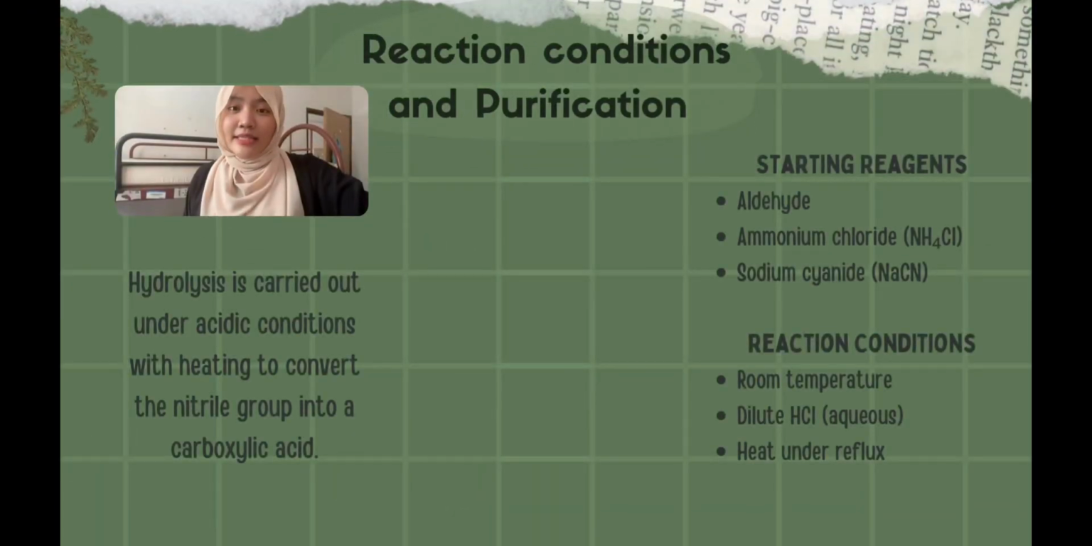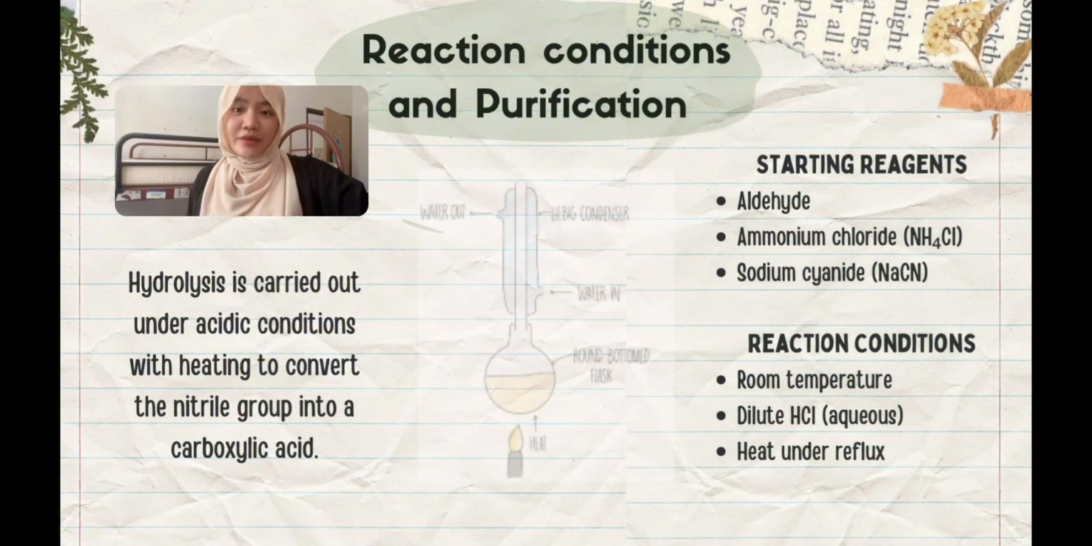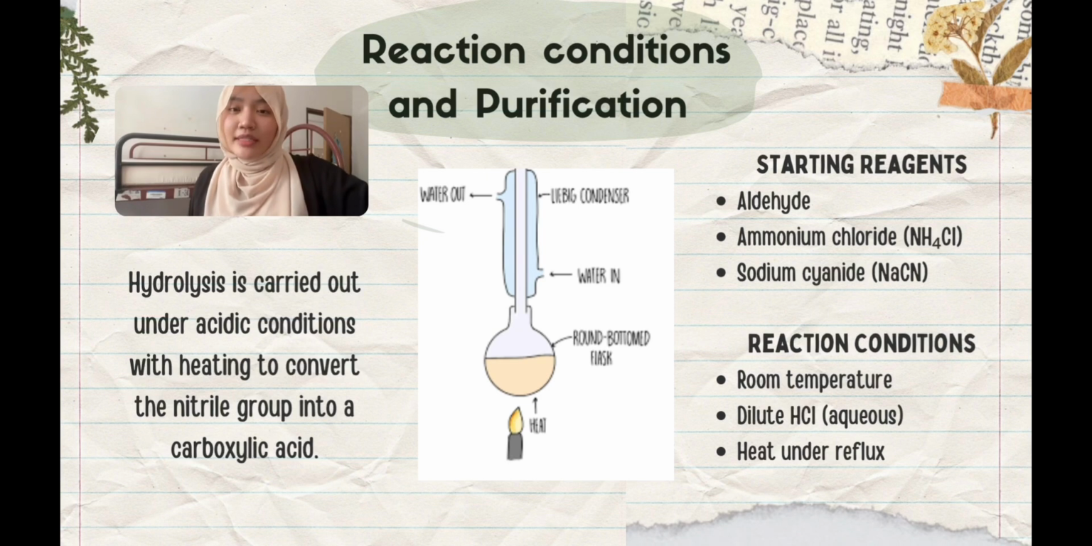Now, I will explain the reaction conditions and purification process involved in the Strecker synthesis of amino acids. After the alpha aminonitrile intermediate is formed, it undergoes acid hydrolysis under specific reaction conditions to produce the final amino acid. The reactions begin with three main reagents, which are an aldehyde, ammonium chloride, and sodium cyanide. The initial reaction takes place at room temperature, where the aldehyde reacts with ammonia supplied by ammonium chloride to form the intermediate.